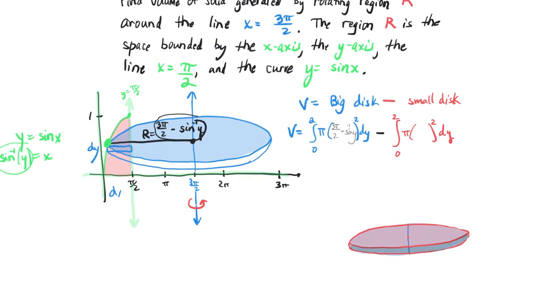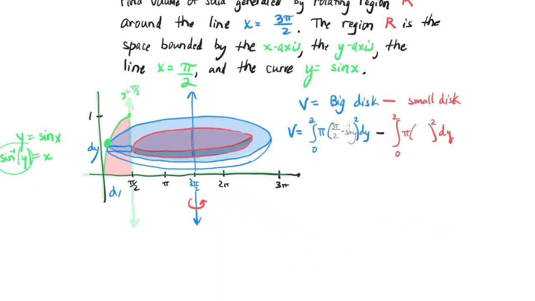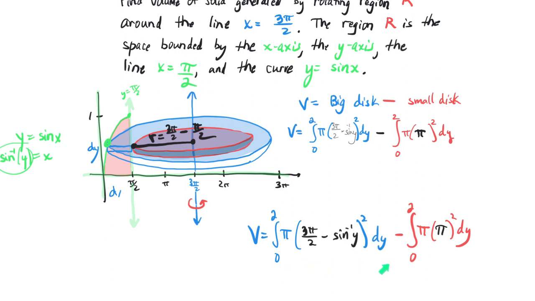All right, and now we need the radius of our small disk. Our small disk has a radius which goes from here to here. So what's that small radius? The bigger x value minus the smaller x value: 3 pi over 2 minus pi over 2. Or in other words, 2 pi over 2, or just pi. Making it a little easier to read.